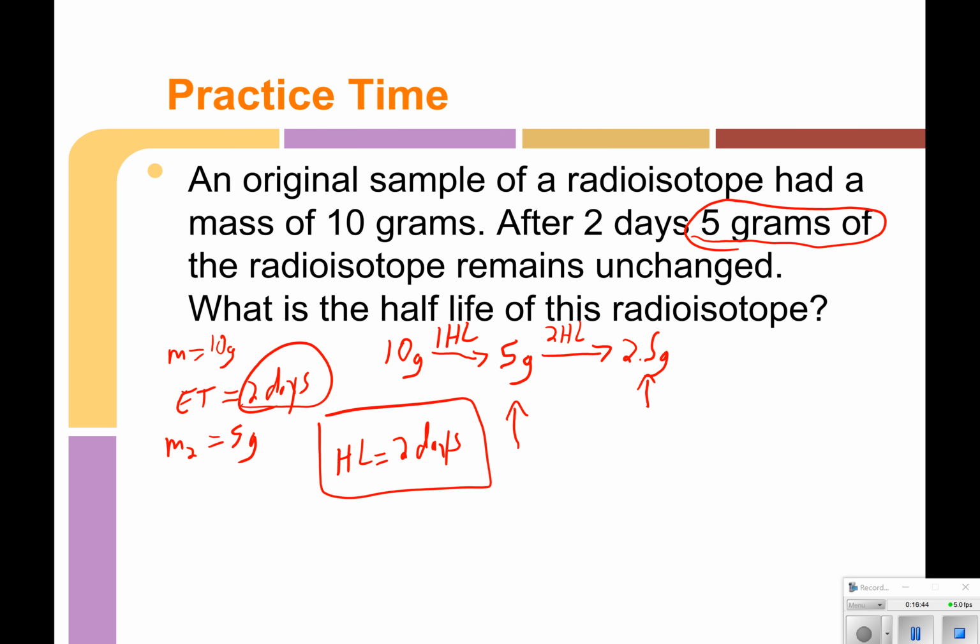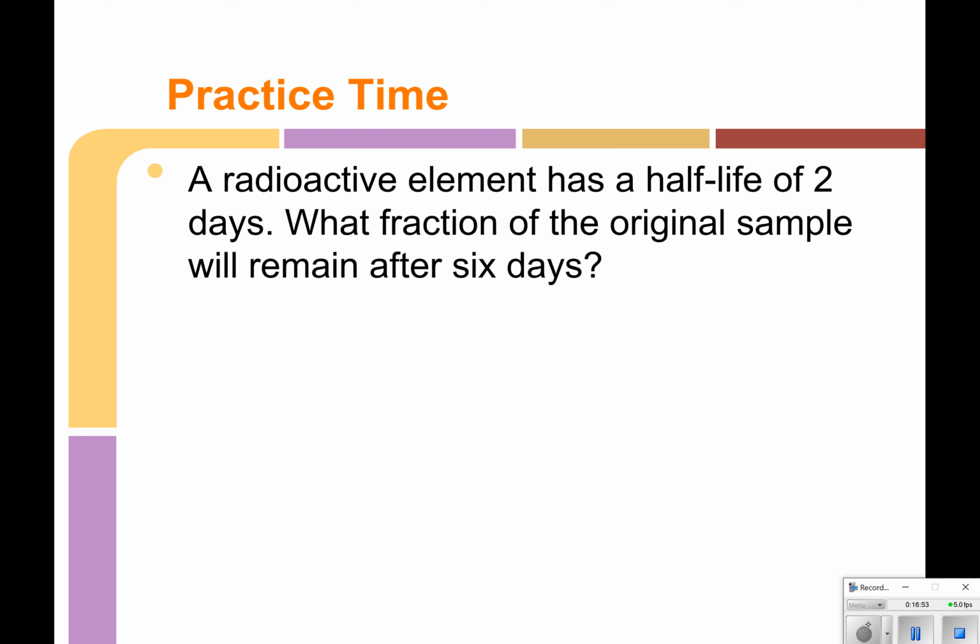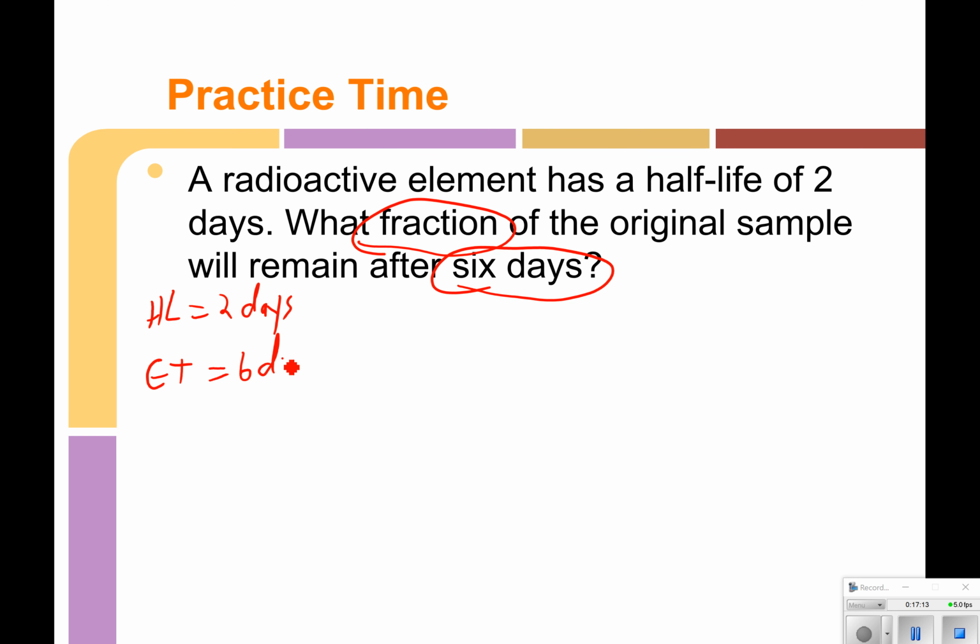So after 2 days, we have 5 grams of the original sample and 5 grams of some other unknown, more stable isotope. For the third type, we have a radioactive element that has a half-life of 2 days. We don't know what the element is, but we know that the half-life is 2 days. What fraction of the original sample will remain after 6 days? Now our elapsed time is going to be 6 days.